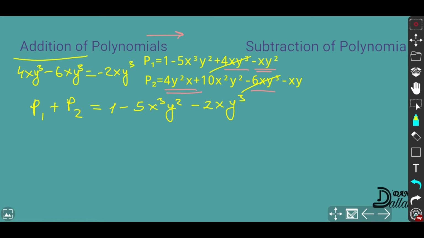So next goes minus xy squared and 4y squared x. So the result is 3x and y squared. Okay, the letter part isn't changed. So again, you kill them because you performed the operation. And the rest of the terms that are left are this term and this term. So you just write them out: 10x squared y squared and minus xy.